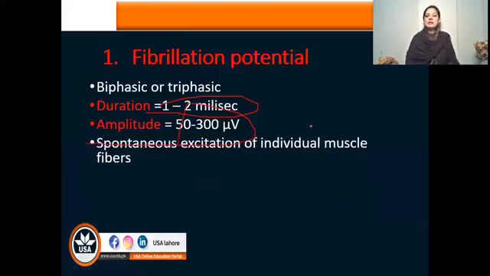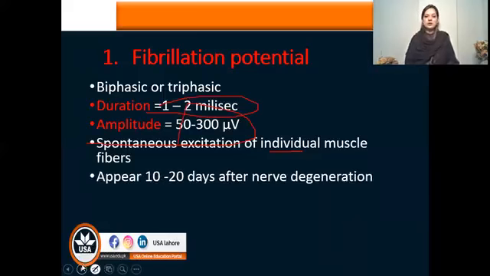It is the spontaneous excitation of individual muscle fibers. When we insert a needle, they spontaneously or abruptly excite all the way as compared to the normal spontaneous activity. This appearance of a muscle usually appears 10 to 20 days after nerve degeneration or nerve injury has occurred. This is not the representation if you do EMG on the first or second day of the nerve degeneration.